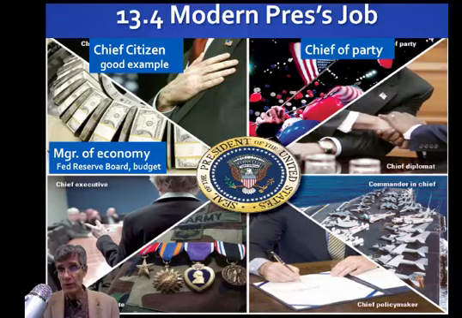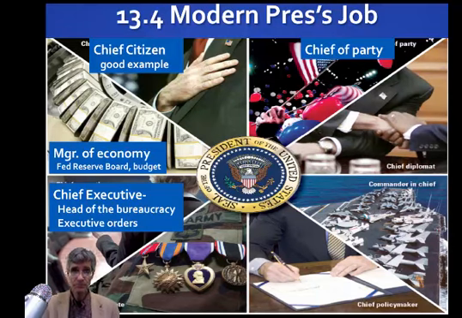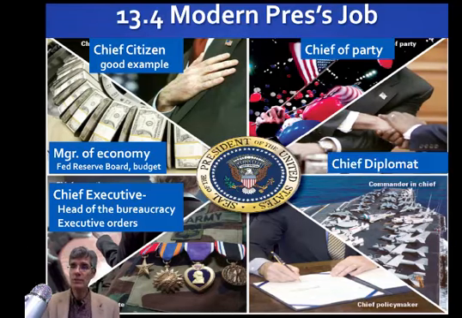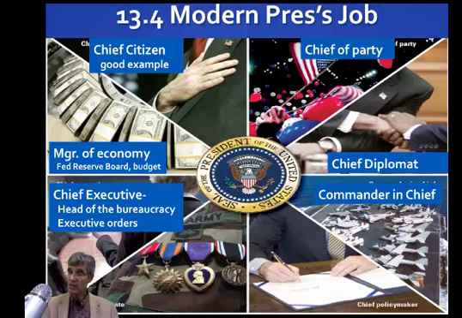He appoints the Federal Reserve Board, so he's really the manager of the economy. He helps suggest a budget to Congress. He's our chief executive. He's the CEO. He's the head of the bureaucracy. He can issue executive orders. He's the chief diplomat. He is the one that goes to foreign countries and represents the United States. Even though we have a diplomatic corps, the president's the chief diplomat. We've said that he's the commander-in-chief.